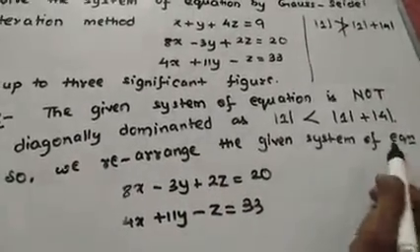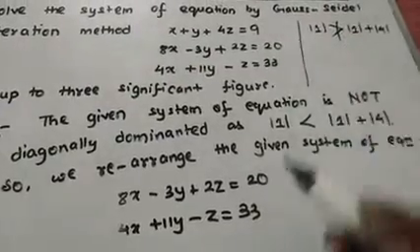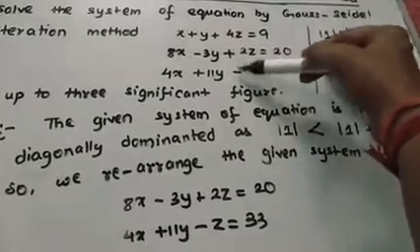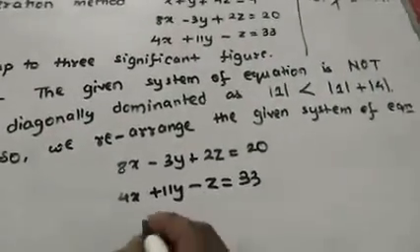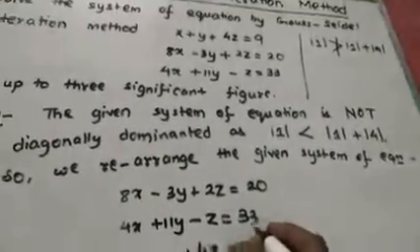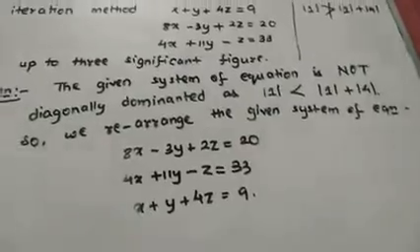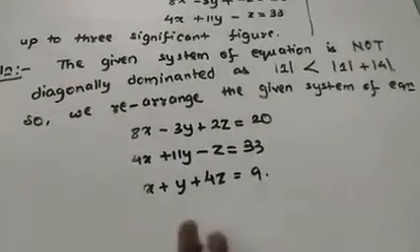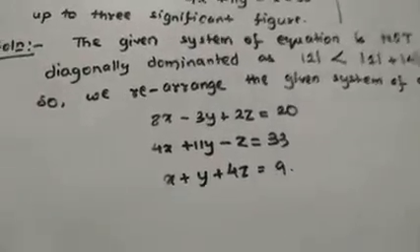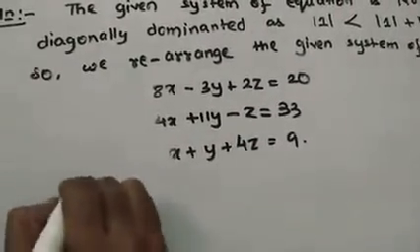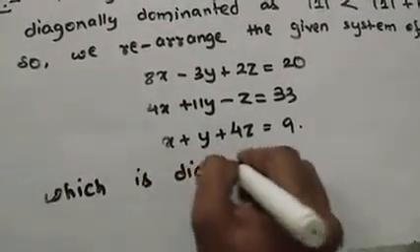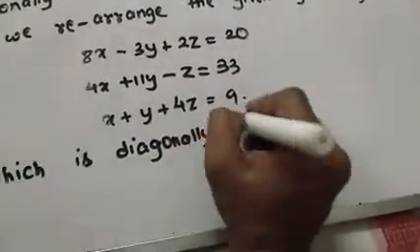And now obviously the first equation will become the last one, or you can also check the z coefficient. Here is 4, here 2, here minus 1. The highest one is 4, so that will become the last equation, equals 9. So this is the system of equations after rearranging, and this system is diagonally dominated. You can check that also.